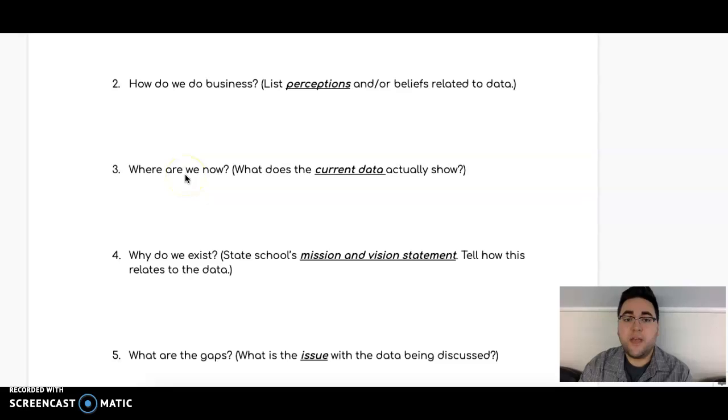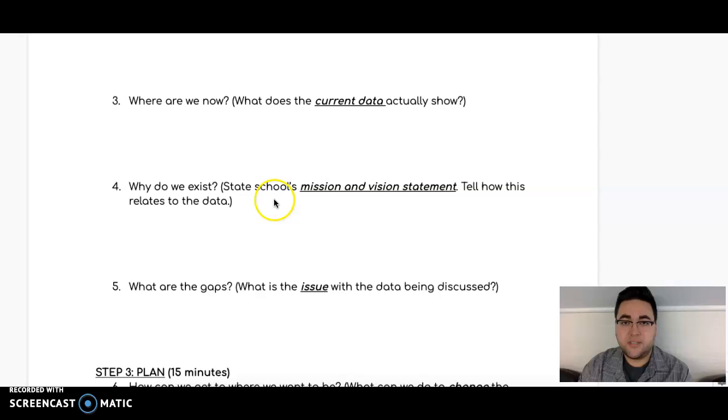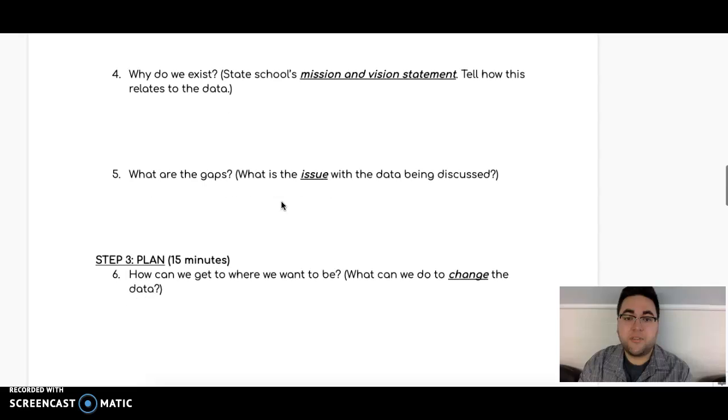Question 3, where are we now? What does the current data show? Number 4, why do we exist? This would be a point where we could look at the school's mission and vision statement, and we could write down how our data analysis relates to our mission and vision. And then finally, what are the gaps? What's the issue? What are we really trying to analyze here?